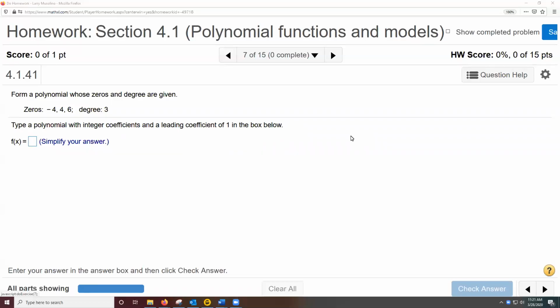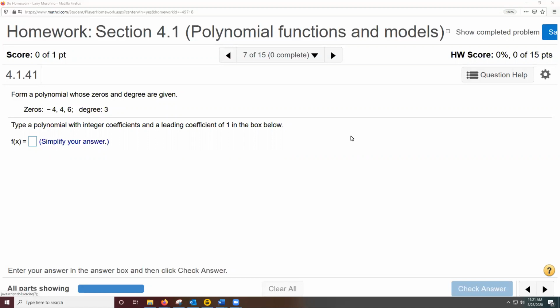All right, hi folks, I'm recording a video for section 4.1, and this is dealing with polynomial functions. So let me work through a few examples from my math lab. And the first one here is asking us to form a polynomial whose zeros and degree are given.